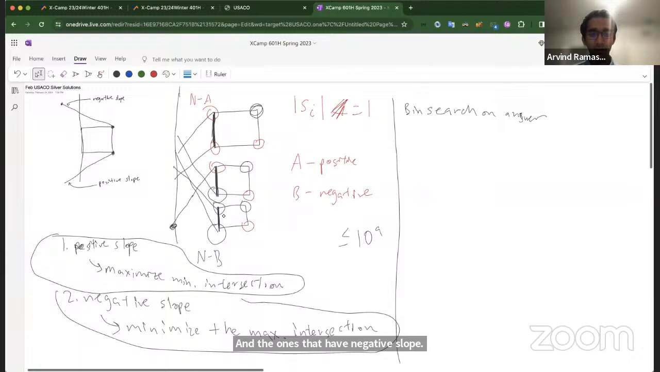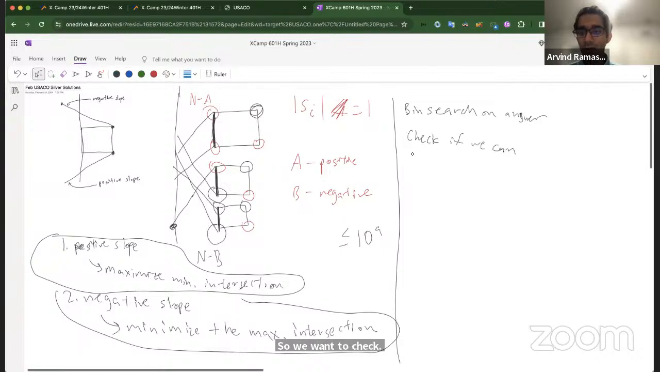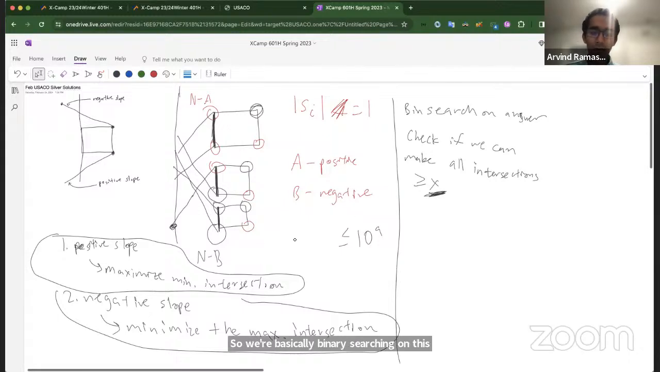separately. So let's consider the things with positive slope, and we want to binary search on the intersection of the lowest one, right? So we want to check if we can make all intersections greater than or equal to x. So we're basically binary searching on this x for the positive slopes, and the maximum x such that this holds gives us the desired answer.